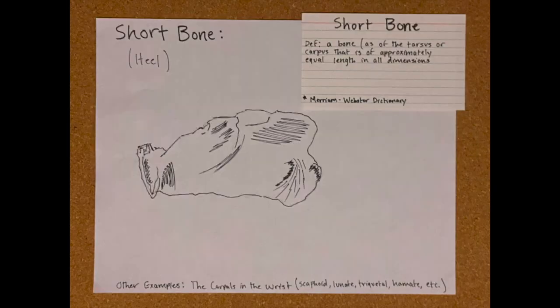Short bones are considered to be bones that are approximately equal in all lengths and dimensions. For example, the heel bone or the fingers. These are meant to aid in mobility with little to no movement.